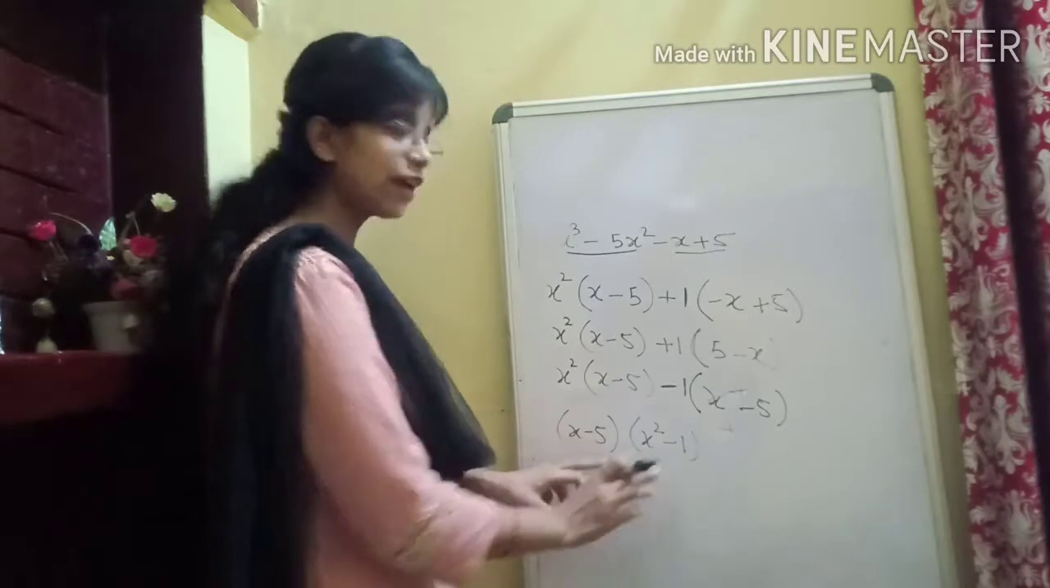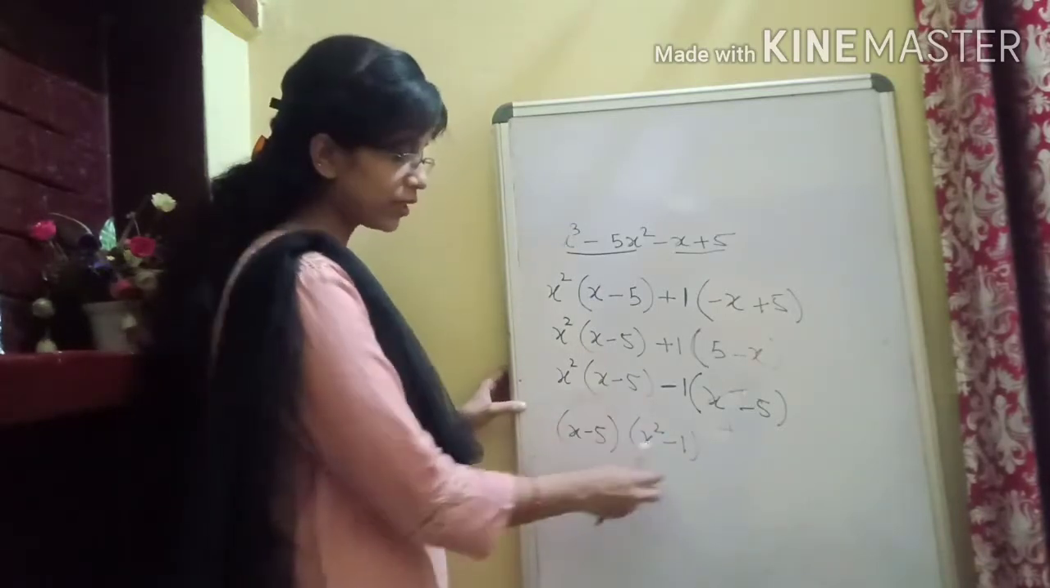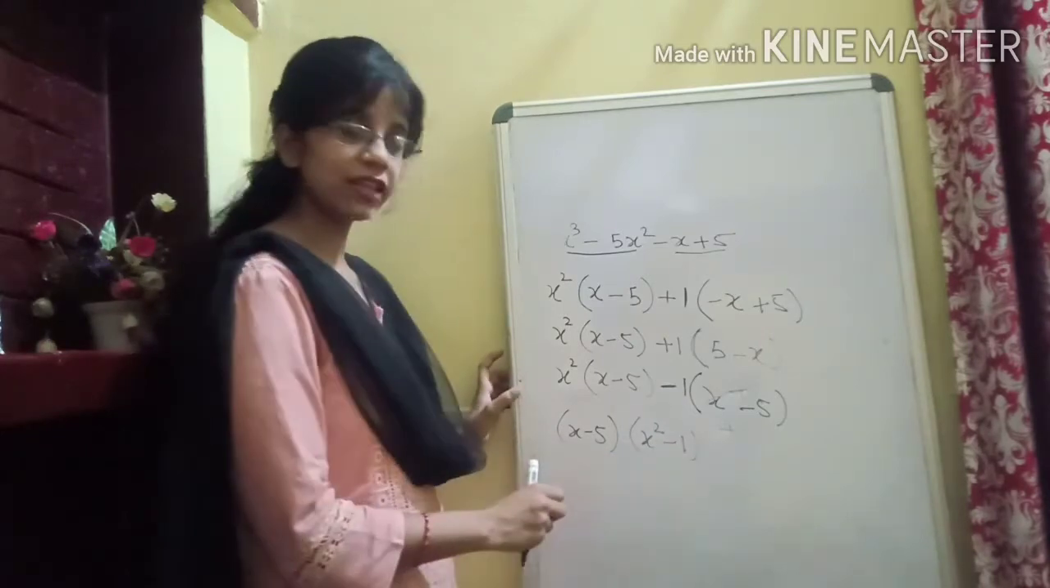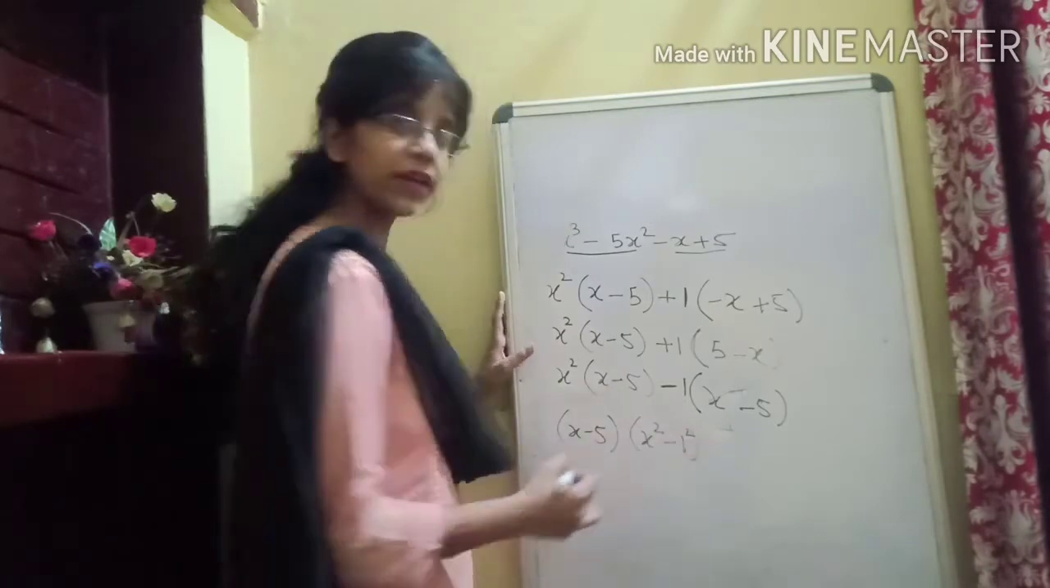Okay. Now since we have reached here, this is x minus 5, we cannot do anything, but here we can further apply the same identity, as this 1 can anytime be written as 1 square. Okay.